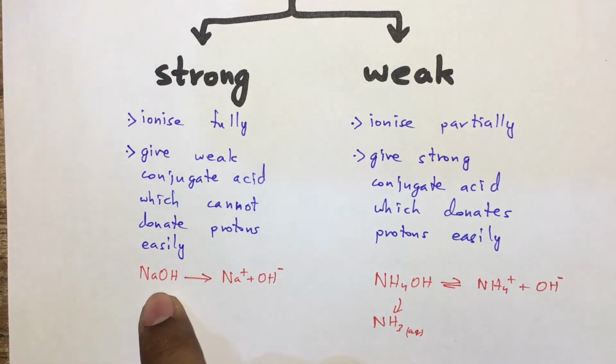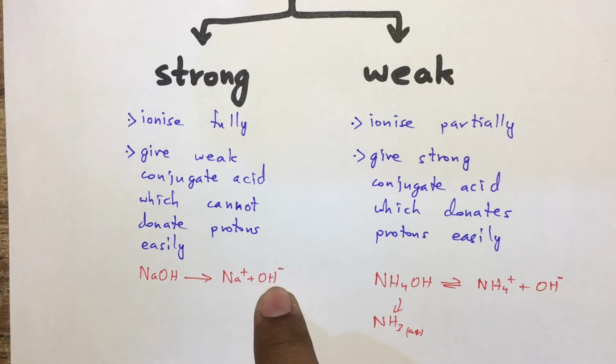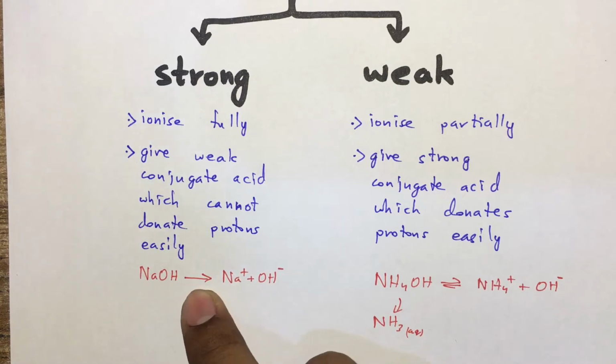The base sodium hydroxide dissociates to form a sodium ion and a hydroxide ion. The sodium ion is the conjugate acid, but because it's weak, it cannot donate a proton to OH negative, which is why this is not reversible.